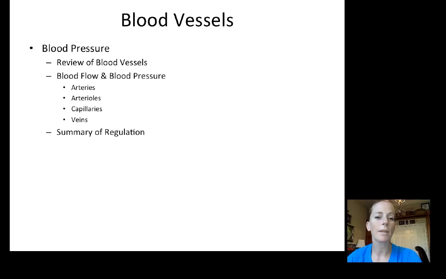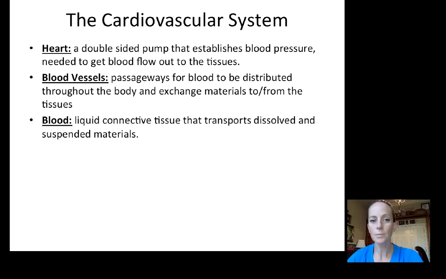So we're going to talk about blood flow and blood pressure through the different blood vessels: arteries, arterioles, capillaries, and veins. And then at the very end, we'll bring it all together and I'll give you a summary of regulation of the heart and the blood vessels.